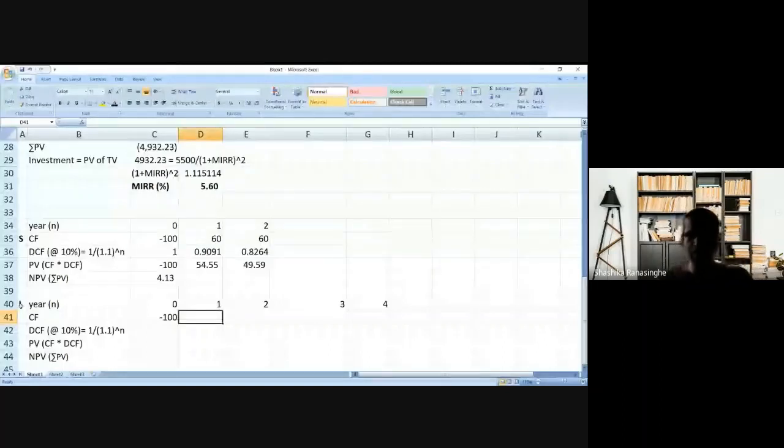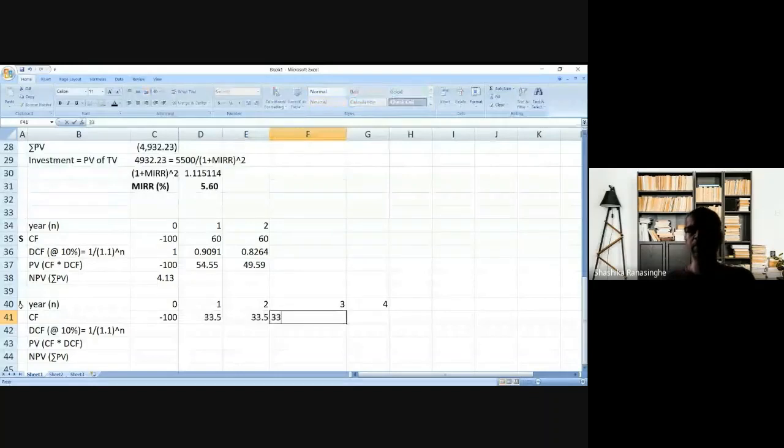It has 4 cash flows of 33.5 every year. So if you look closely, you might see that these are annuities.